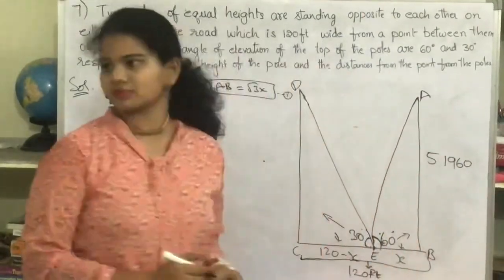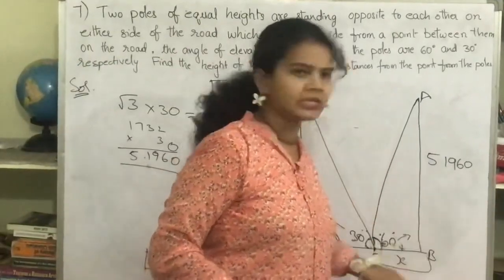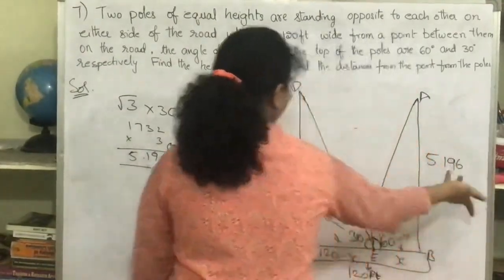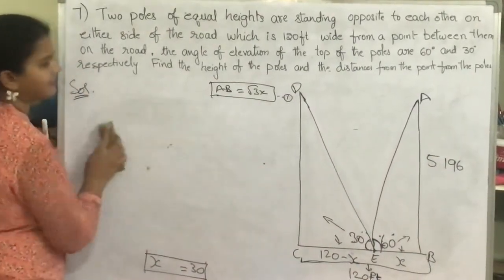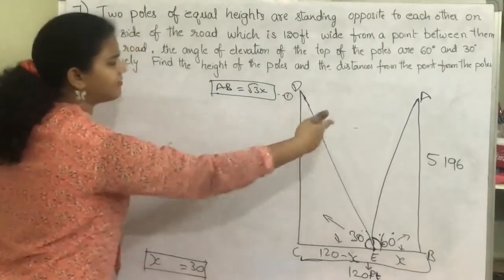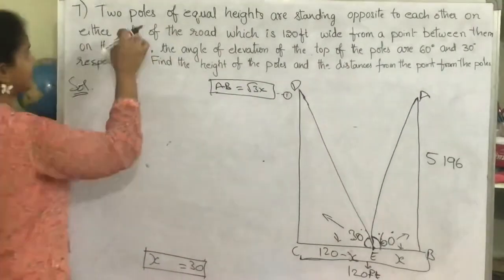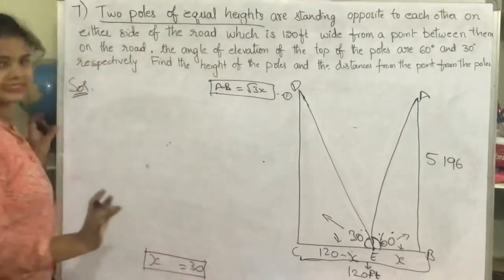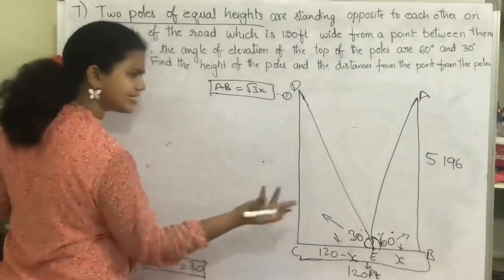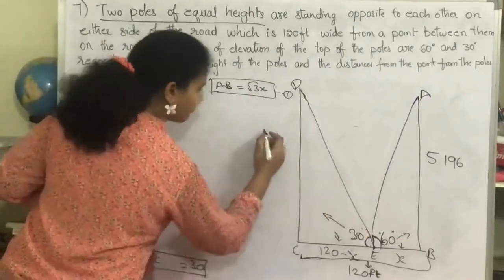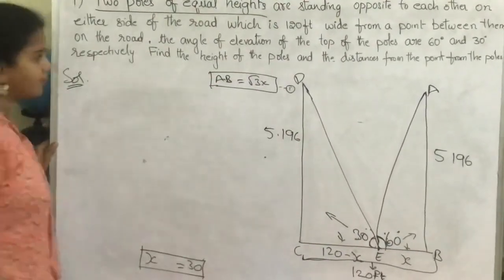So we got the value of AB, where AB equals 5.1960. The 0 after the decimal point is not counted, so we can write 5.196 as the value of AB. If the AB value is 5.196, by the first statement you have 2 poles of equal heights. Thus AB is equal to DC, where DC is also a pole. As AB is 5.196, DC will also be 5.196.